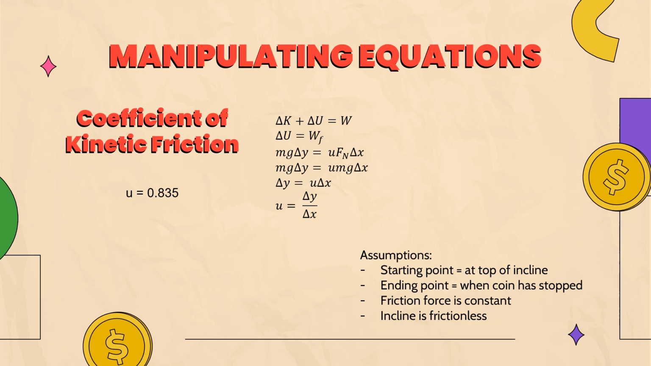I started with the work energy principle, and using the work done by friction and plugging in the formula for the friction force, I was able to solve for the coefficient of kinetic friction based on the height that the coin starts at on the frictionless slope and the distance the coin travels once it reaches the bottom of the slope.